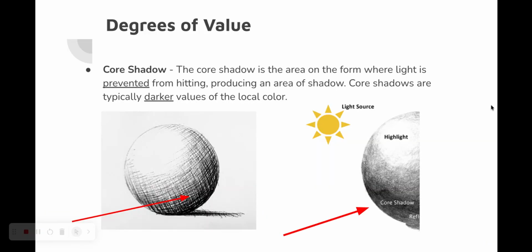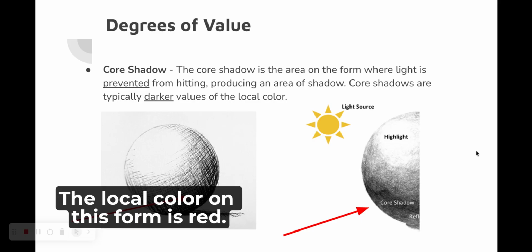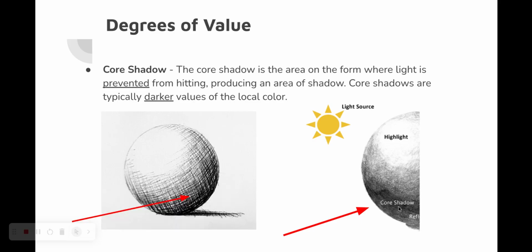The next word is core shadow. Core shadow is the area on the form where the light is prevented from hitting, producing an area of shadow. Basically, it's a very, very dark gray. It's on the form. It's not out of the form. Core shadows are typically darker values of the local color. Like this is the darkest area until you actually reach the cast shadow.